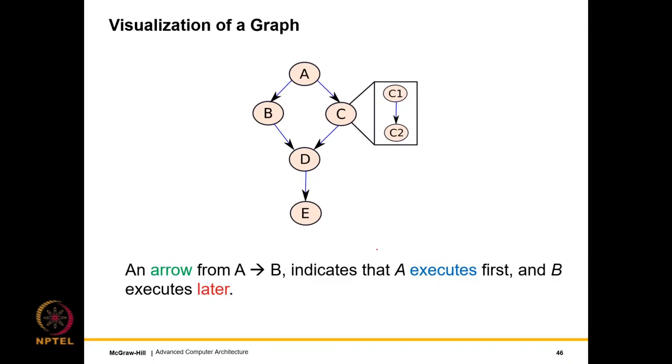Visualization of a graph, well, we can have a graph like this, each of them is a task, and each node, in fact, can be a subgraph on its own. So an arrow from A to B indicates that A executes first and B executes later, right? So an arrow from, let's say, task A to task B indicates the dependence.